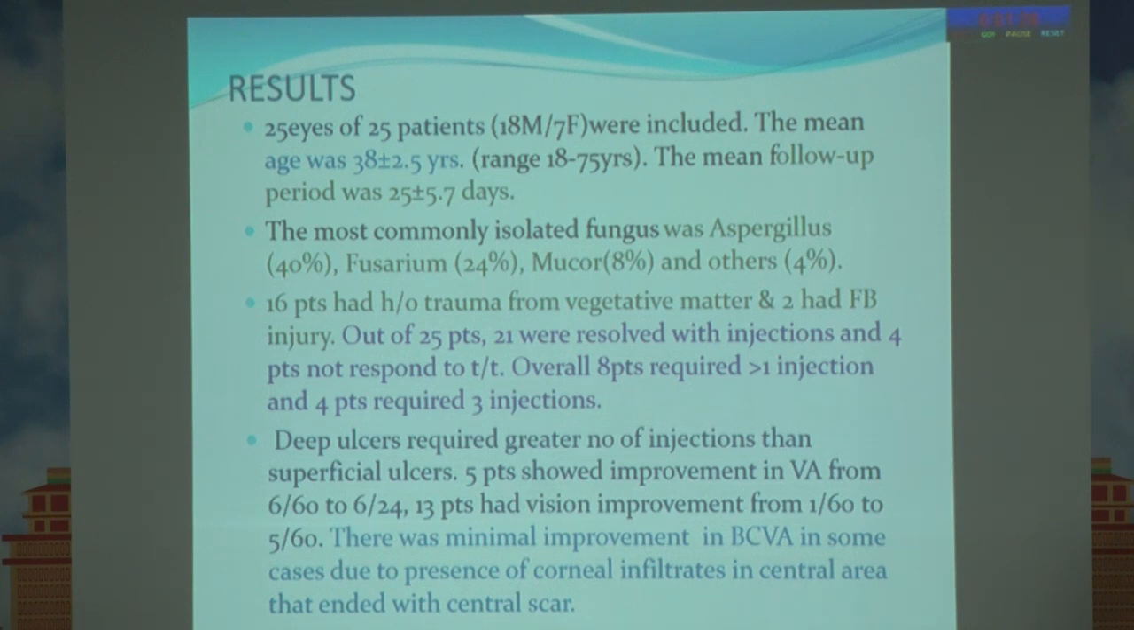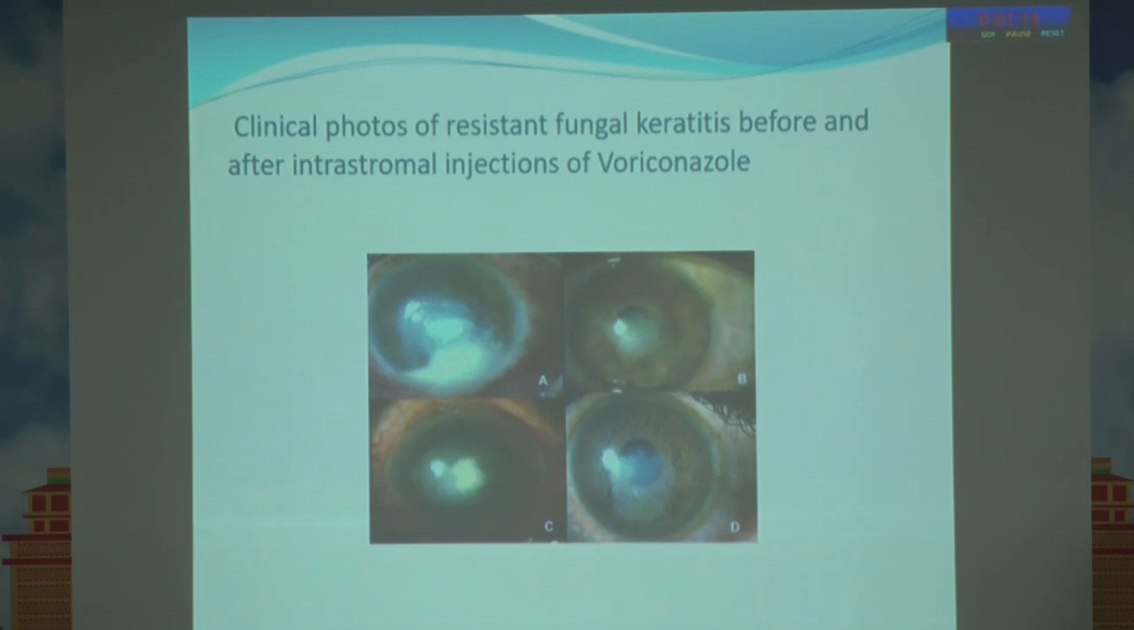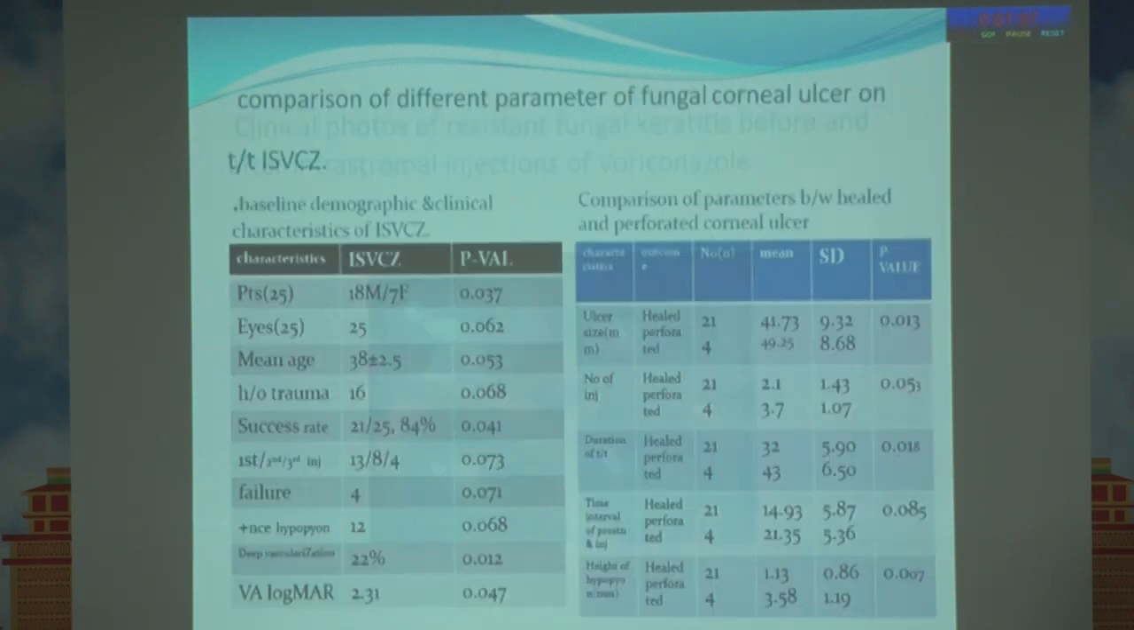Visual acuity improved from 6/60 to 6/24 in 5%, and 13% had vision improvement from 1/60 to 5/60. There was minimal improvement in BCVA in some cases, with corneal infiltrate and corneal ulcer that ended in a central scar. This is a photograph. This is a comparison. P value was significant for mean age, success rate, deep vascular neovascularization, and logMAR visual acuity.